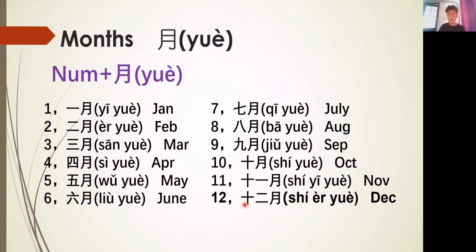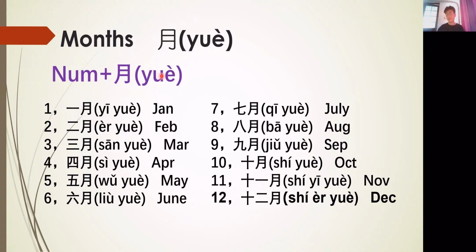Now let's move on to how to express month in Chinese, from January to December. So maybe in English, we have 12 different words to mean different months. But in Chinese, it's very easy as well because they follow the same pattern. The pattern is, as we can see here, a number plus 月. Because in Chinese, 月 means month. So a number plus 月.